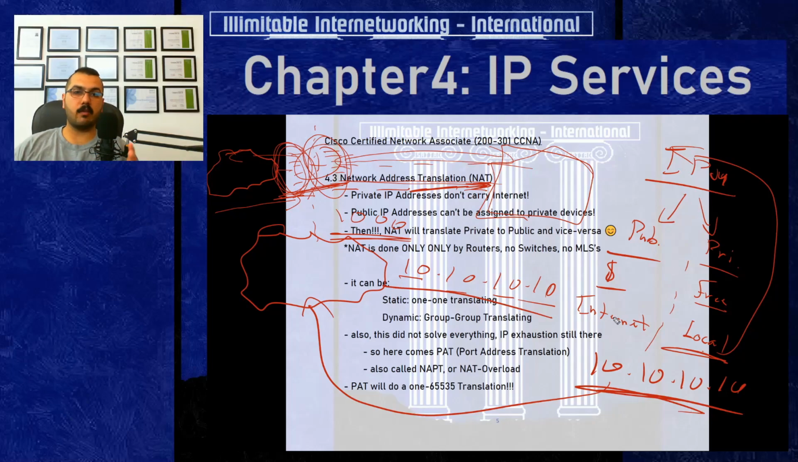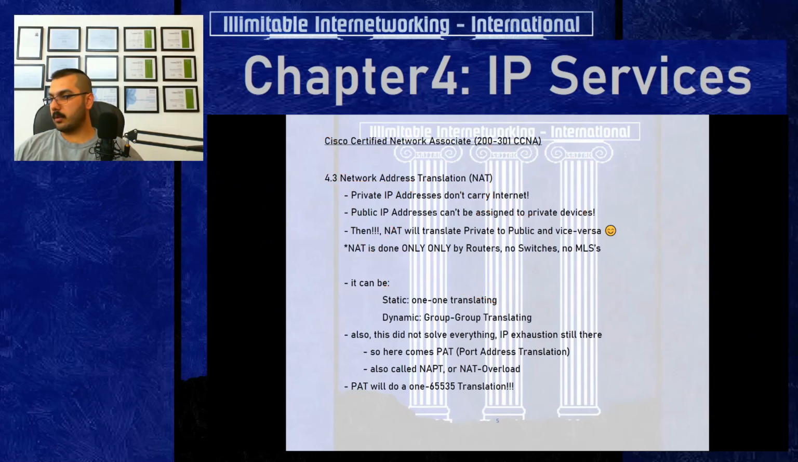There are 3, 4, 5 flavors of the NAT that you will know in the CCNA, CCNP, and CCIE. All of them do the same concept, translating between a bunch, or maybe a part, or a type of IP address to another type of IP address. Okay, I'm sorry, this is the concept of NAT.